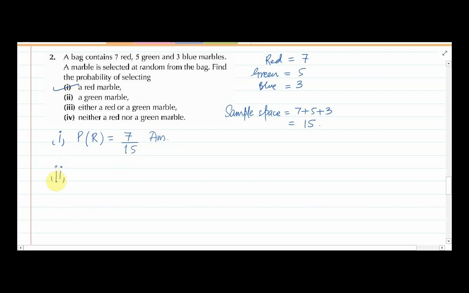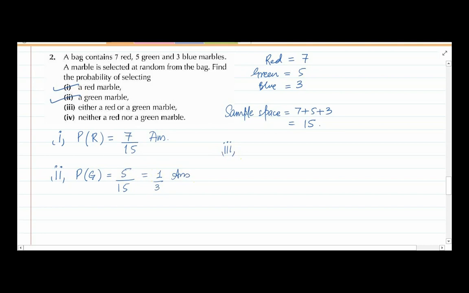After that, part 2, a green marble. Possibility of a green marble. Now how many green marbles we have? We have 5 green marbles and the sample space is 15. You can simplify it further, so it's 1 divided by 3. That is the possibility of green marble, right?